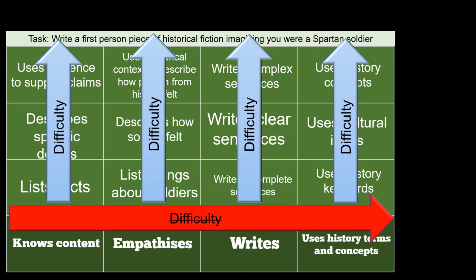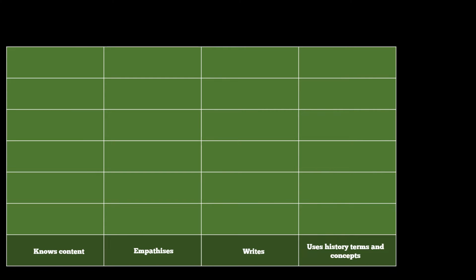So let's do a little example here. So here's our developmental rubric. We've got our 4 skills: knows content, empathizes, writes, and uses history terms and concepts. So we're going to put our little criteria along the bottom here. List facts, list things about soldiers. So now do I think that list facts and list things about soldiers are equal difficulty? Obviously, doing a pairwise comparison works really well when you're doing it with teachers who understand and have taught the material a lot. I've done enough history teaching to hopefully make some decent comments here. So I would say, yeah, listing facts and listing things about soldiers is roughly the same difficulty. It's both just listing some stuff.